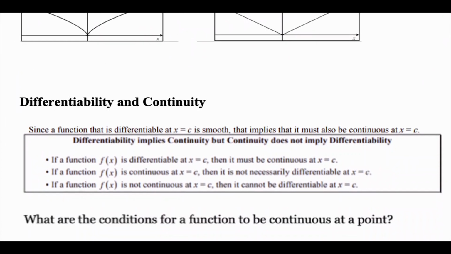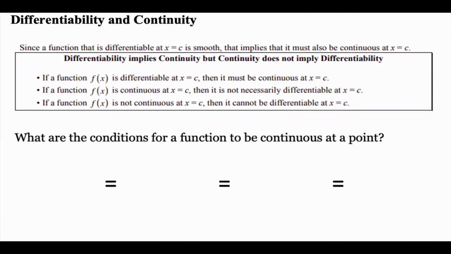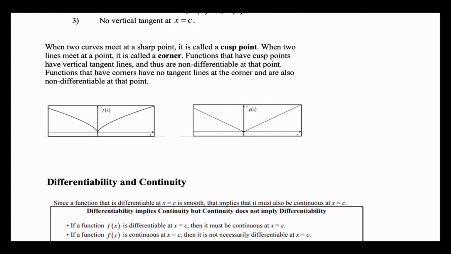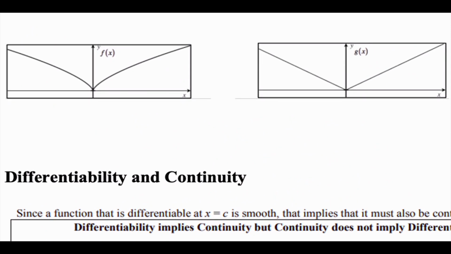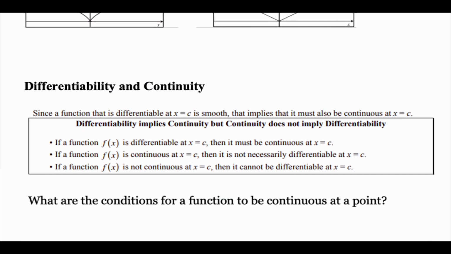This little table explains the relationship between continuity and differentiability. Differentiability implies continuity. If you know something is differentiable, if you know something has a derivative, it has to be continuous. But the opposite is not always true. If you know something is continuous, it doesn't necessarily mean it's differentiable. Just because something is continuous doesn't mean it has a derivative. I could draw some, like these two guys. Those two guys are continuous, but they don't have a derivative here and here.